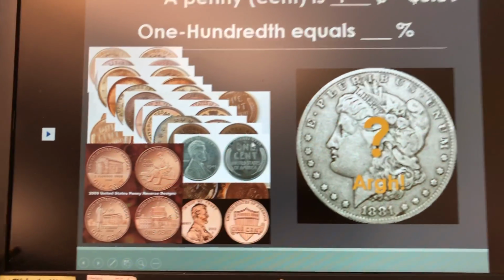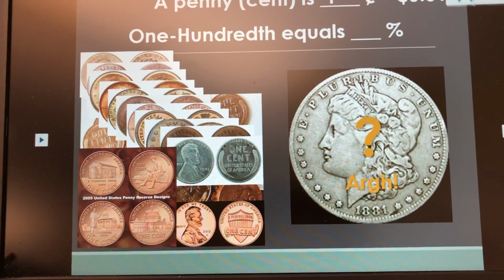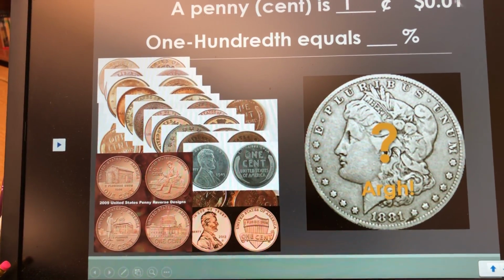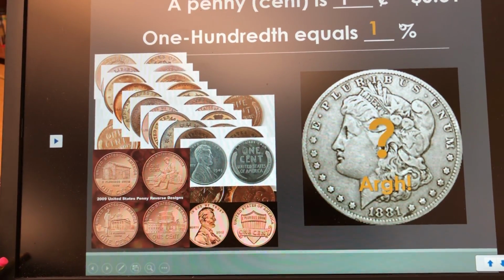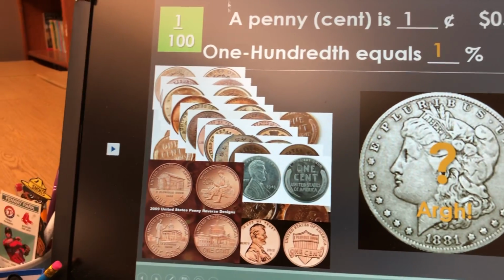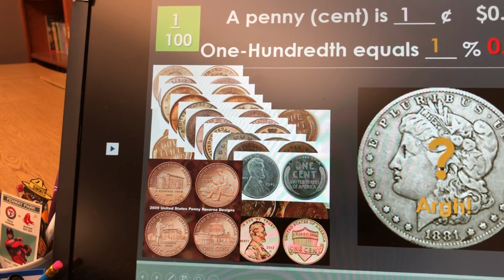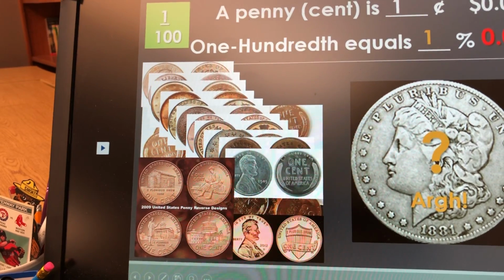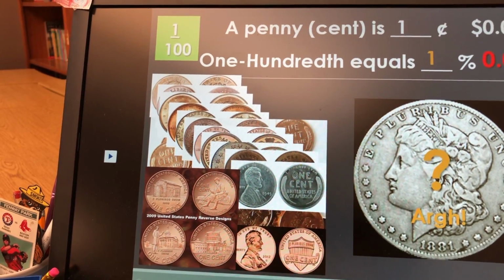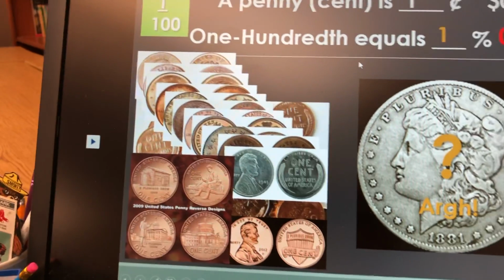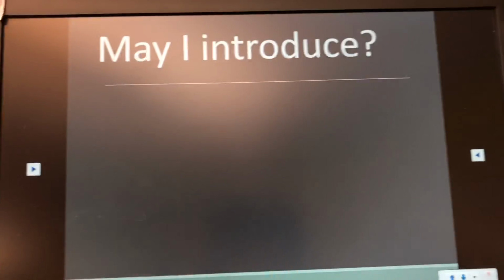So a penny is 1 cent. It's 1%. It's 1/100th. Actually, I guess it's 1/100th. The fraction part is called hundredth. Okay, let's just go on.